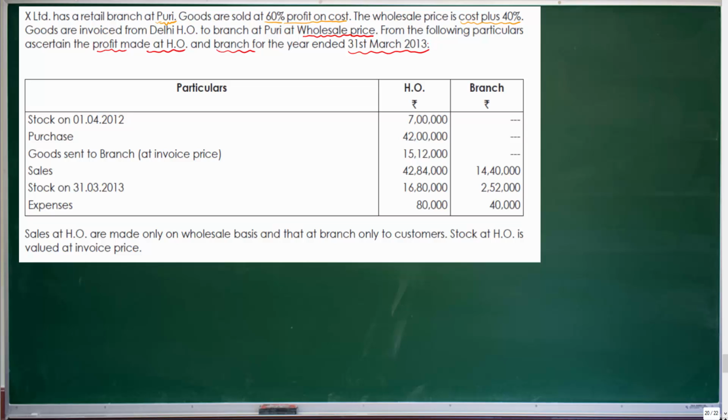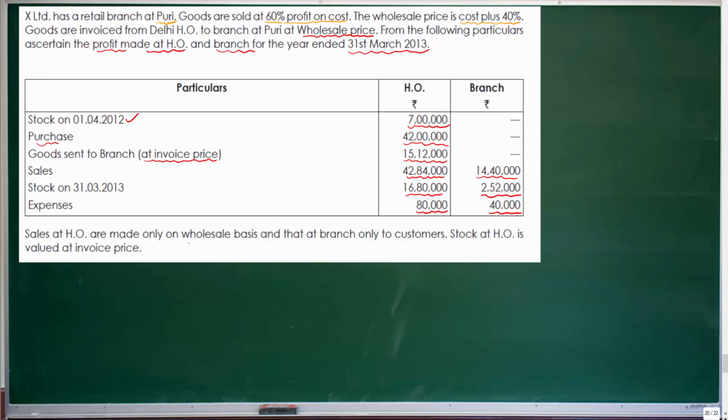March 2013. We have opening stock on 1st April 2012 at head office, it is 7 lakhs. Then purchases happening at head office 42 lakhs. Goods sent to branch at invoice price, okay, it is 15 lakh 12,000. Sales happening at head office is 42 lakh 84,000 and at branch is 14 lakh 40,000. Stocks at head office is 16 lakh 80,000 and at branch is 2 lakh 52,000. Expenses are 80,000 and 40,000 respectively.